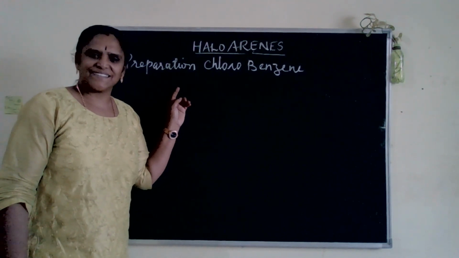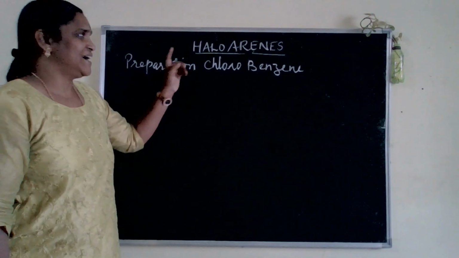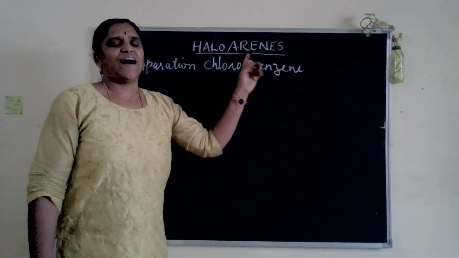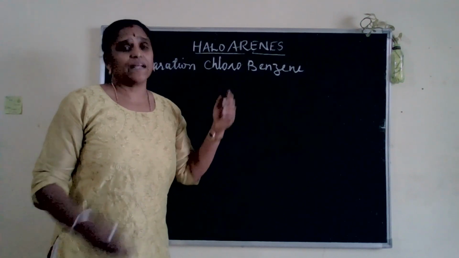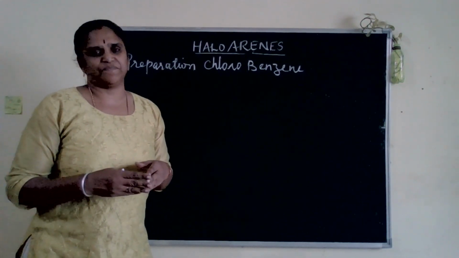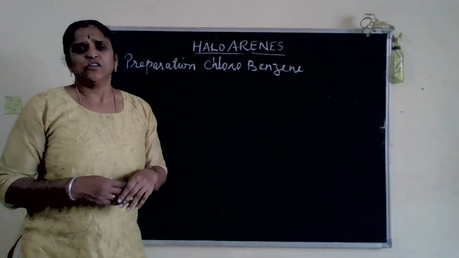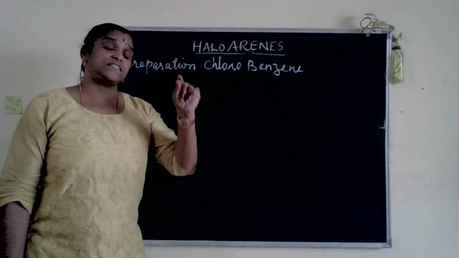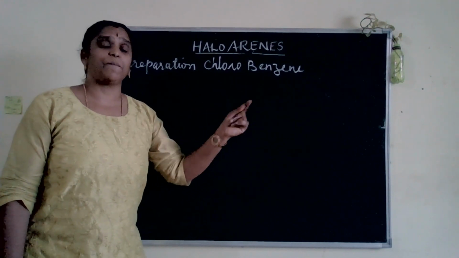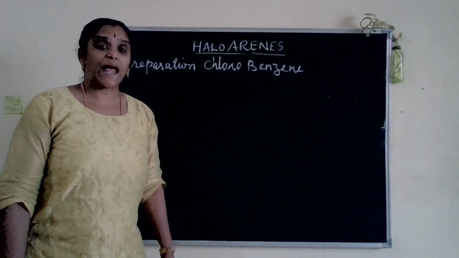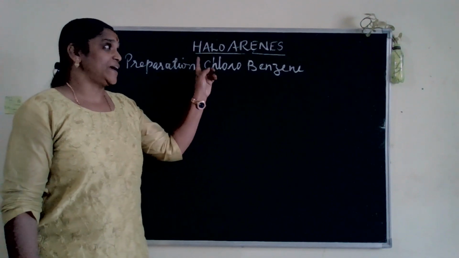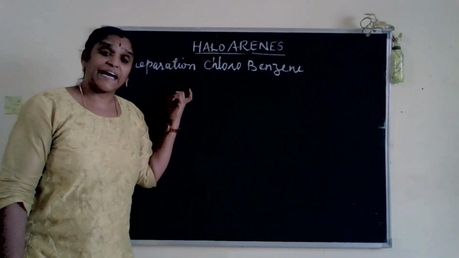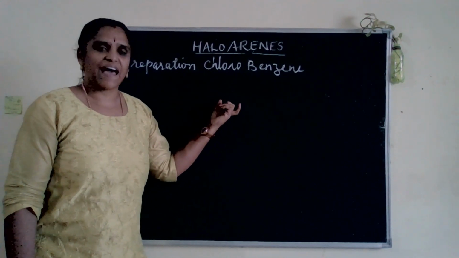Hello students, today we are going to see haloarenes. Haloarenes is nothing but an aromatic hydrocarbon combined with a halogen atom. So that is called haloarenes. So long we have gone through haloalkanes, that means an aliphatic hydrocarbon combined with halogen. So that is haloalkane. Now haloarenes start from aromatic hydrocarbon combined with halogen.